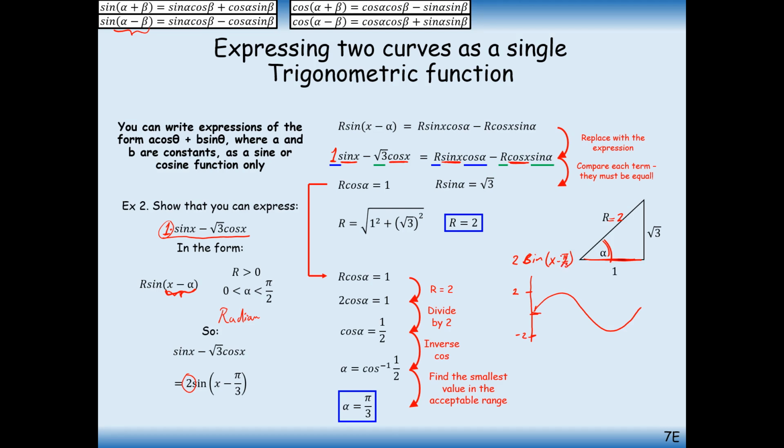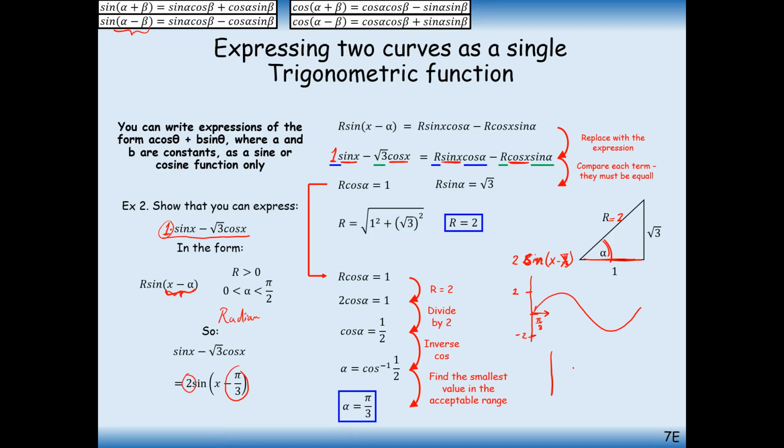So this for now is just 2 sine x. Now when we add the phase shift of negative pi over 3, that will actually move the graph to the right by a translation of pi over 3.